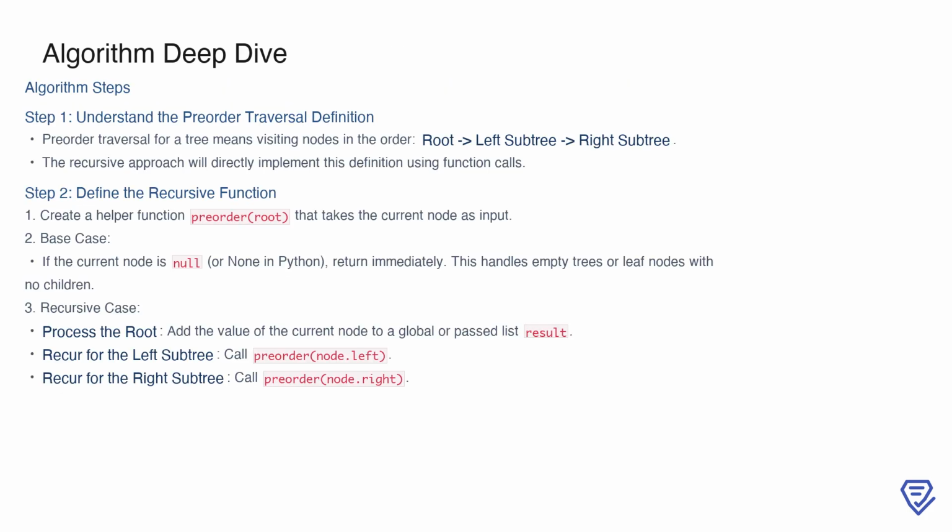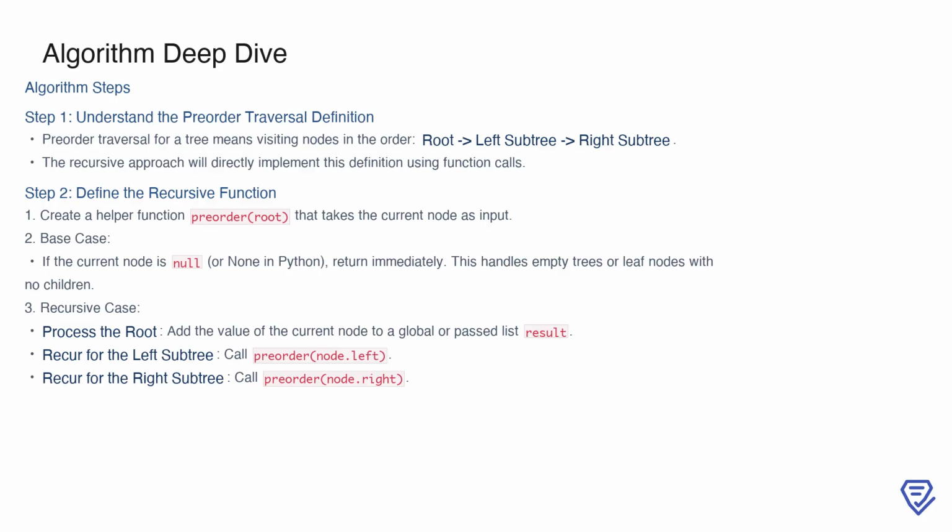To begin, let's break down the steps for performing a preorder traversal in an N-ary tree. Preorder traversal means we visit nodes in the order, root first, then the left subtree, and then the right subtree. This definition forms the foundation of our approach. To implement this recursively, we'll define a helper function, preorder(root), where the root represents the current node.